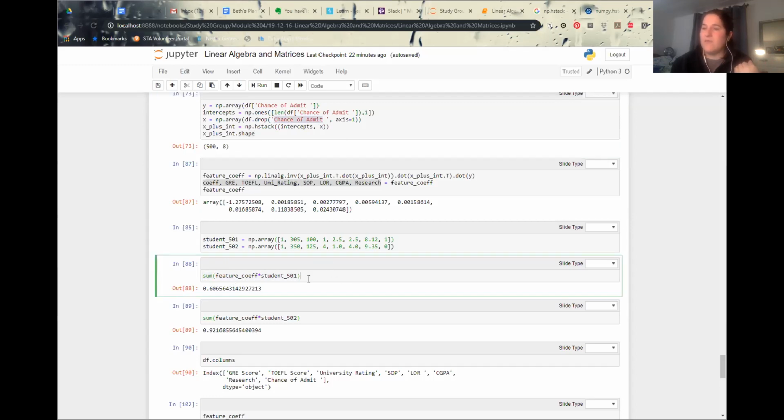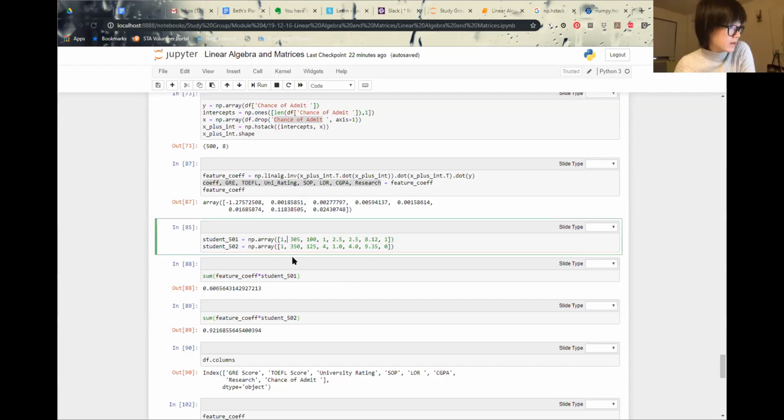So student. Beth, sorry to interrupt. So your first coefficient, that's the intercept, right? Yes. And when you create the student one, you create a 1 there. Yes. Okay.